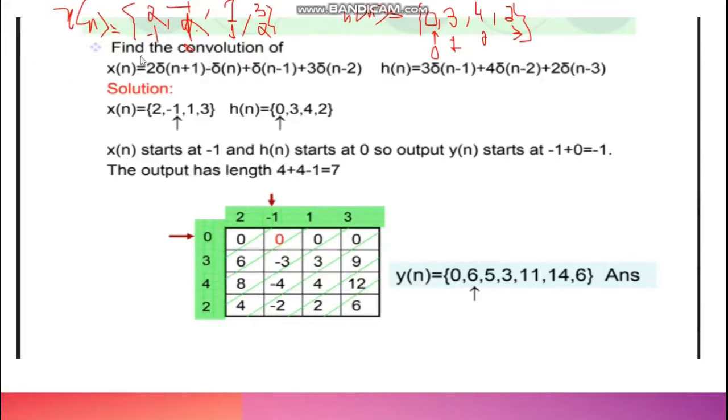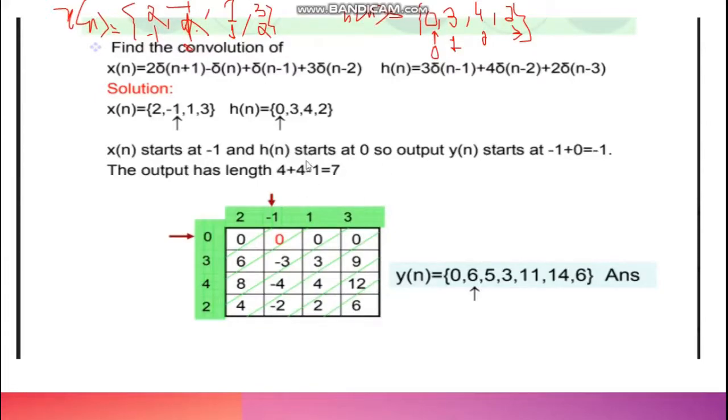Now, what is the starting address of x of n? It is minus 1, right? That means n1 is equal to minus 1. What is the starting address of h of n? It is 0, so n2 is equal to 0. Then the starting address of our output y of n is n1 plus n2, that is minus 1 plus 0, which is minus 1. Now the length of the output: x has 4 and h has 4, so 4 plus 4 minus 1 is 7.